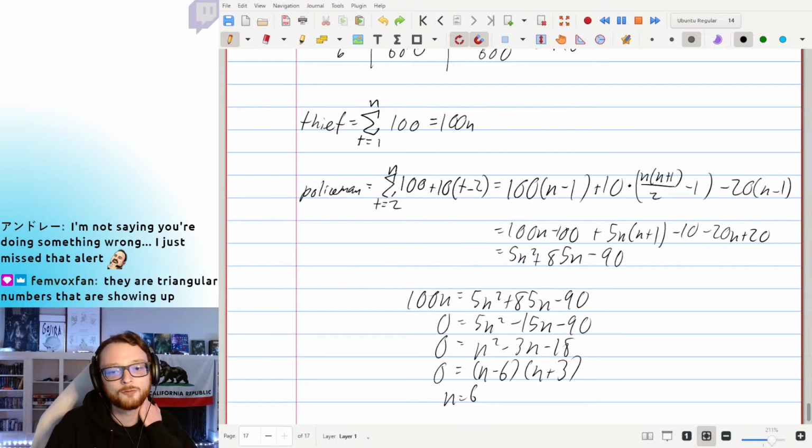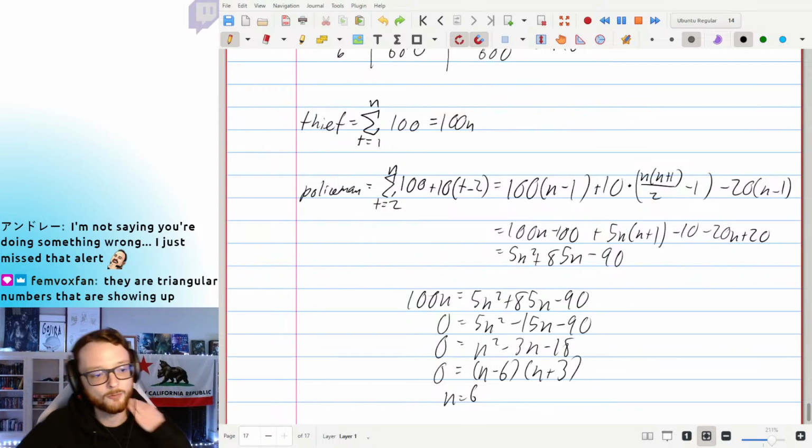Triangular numbers? Well, I know we are summing integers here, but is there somewhere else that you mean?